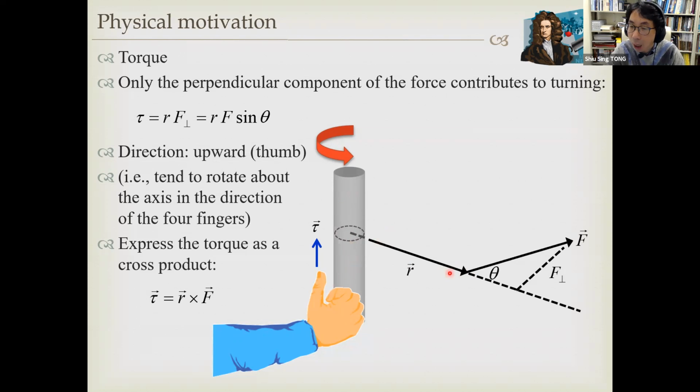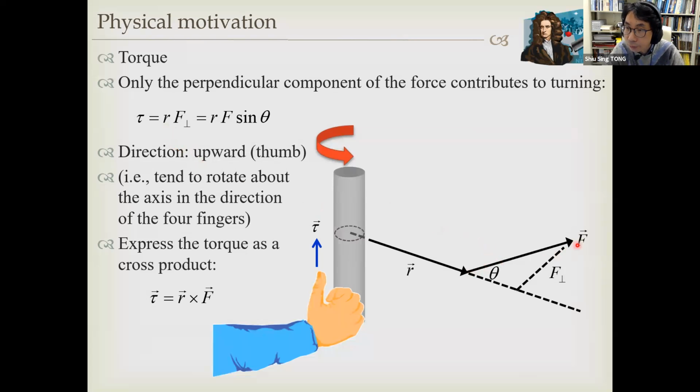Okay, so this is the vector R. And I apply a force F in a direction that makes an angle theta with R. R is a radial outward direction, and my force acts in a direction that makes an angle theta with R. Okay, and so how do I measure the moment or the torque?